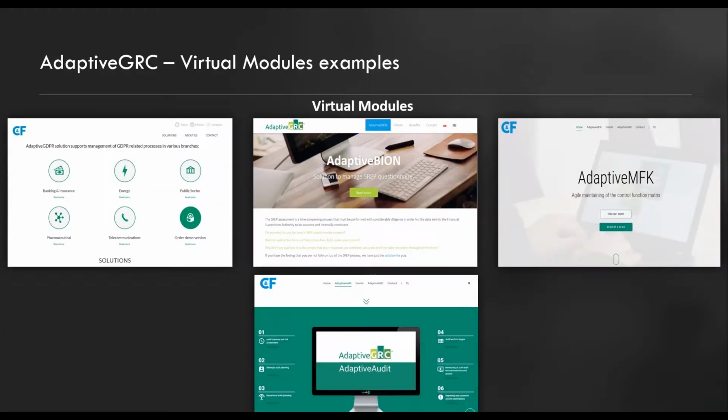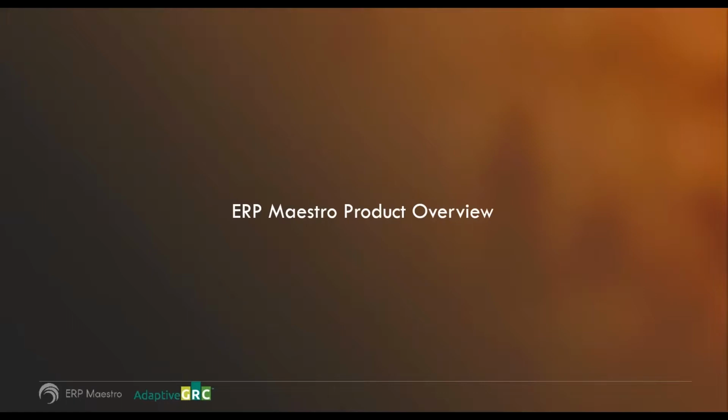Virtual modules are based on the framework that we can configure new modules based on existing features to support business processes. For example, we have configured Adaptive GDPR to support the data privacy regulation, very popular in Europe, named of course GDPR. Adaptive Bion to support some local regulation. Adaptive MFK to support the requirements of 2 lines of defense. And last but not least, Adaptive Audit to support all audit needs from small to very big teams of auditors or controllers.